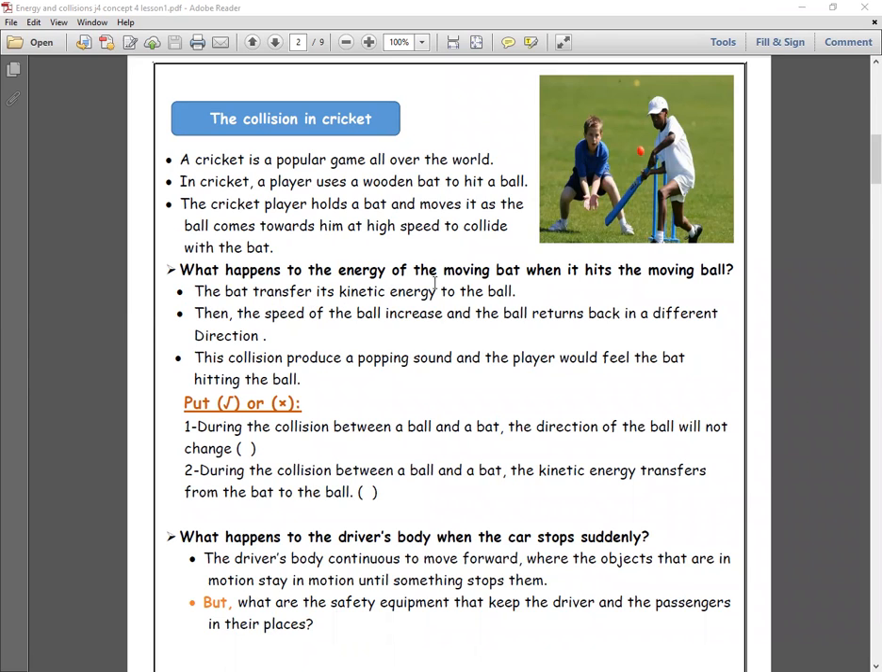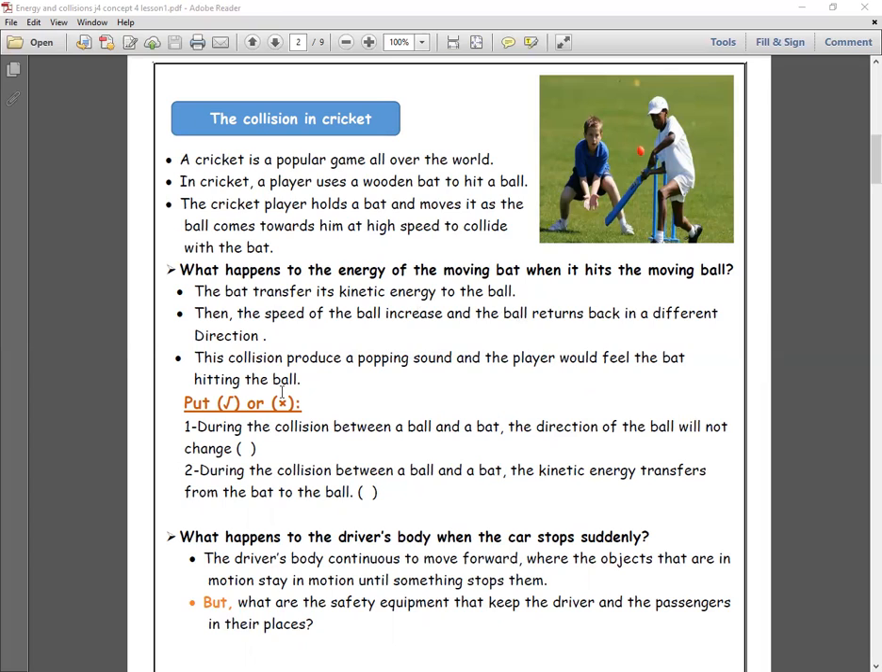What happens to the energy of the moving pad when it hits the moving ball? Number one, the pad transfers its kinetic energy to the ball. Number two, the speed of the ball increases because it absorbs or takes extra energy, okay? And it will for sure be kinetic energy due to the motion. Kinetic energy is related to speed, so it will increase for sure. And the ball returns back in a different direction. We said that it returns back, so it will be in different directions.